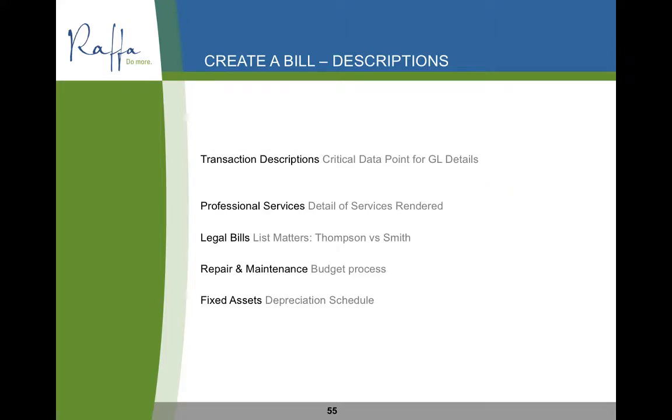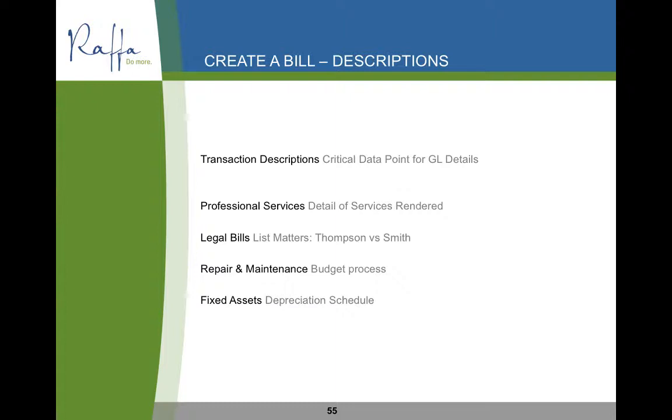Now let's talk about the transaction description. It is a critical data point for the GL details that you're capturing at the bill. There's two descriptions. There's one in the header that will apply to all the line items below, and then there's a specific description for the line item. And there's a strategic do's and don'ts. When do you not need a description? If it's a recurring monthly bill. It's a waste of your time and it clutters the GL.